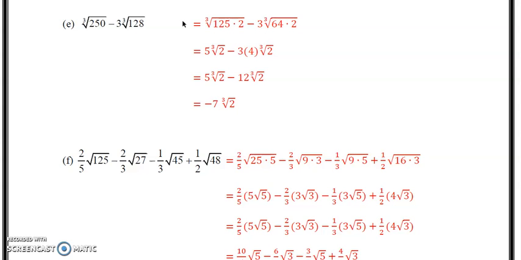We're dealing with cube roots, maybe some fractional coefficients. Not a big deal. So the first one there, we have the cube root of 255. Or sorry, 250. My apologies. So if we have 250, we have to look for perfect cubes, right?